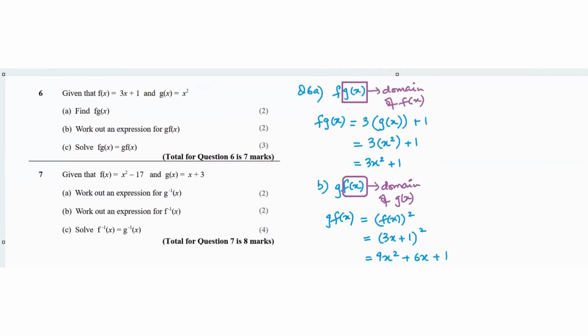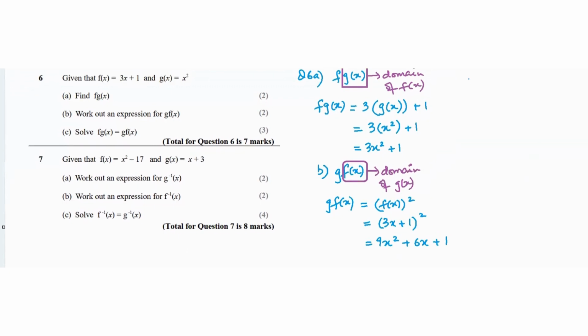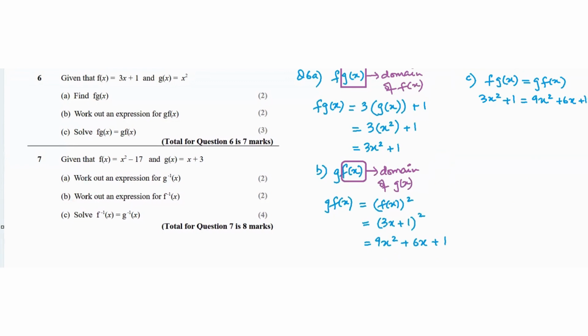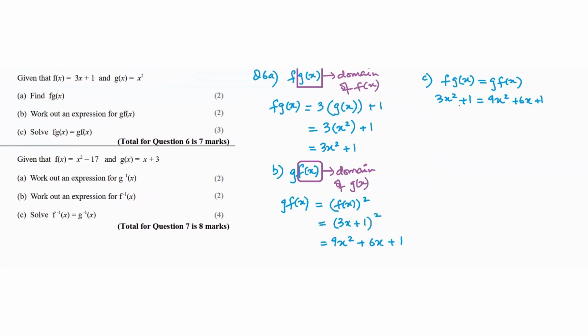Then it says solve f of g of x equals g of f of x. So that means we're going to put our answers to a and b equal to each other, which is going to be 3x squared plus 1 equal to 9x squared plus 6x plus 1. So collect the like terms on each side. 3x squared minus 9x squared and 6x plus 1 minus 1. That's going to be negative 6x squared over here and 6x over here.